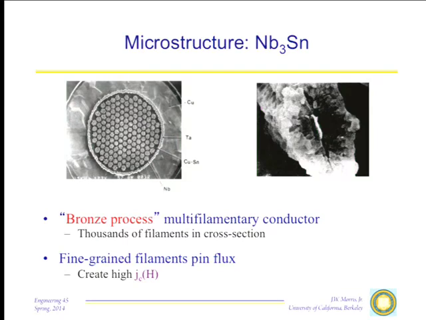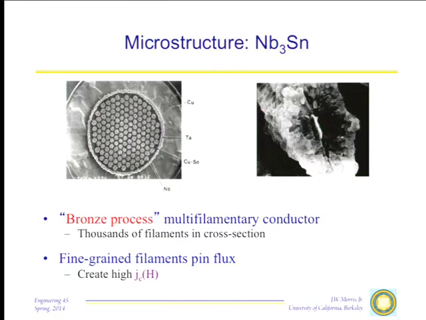But what you can do is take niobium wires and encase them in bronze, copper-tin, then draw them down into a very fine filament, and then heat the filament up so that it extracts the tin from the bronze and forms niobium-tin. And the way you do that, because you want something that really does a good job of pinning these vortices, you want very, very tiny wires, and you want the wires to be internally defective.